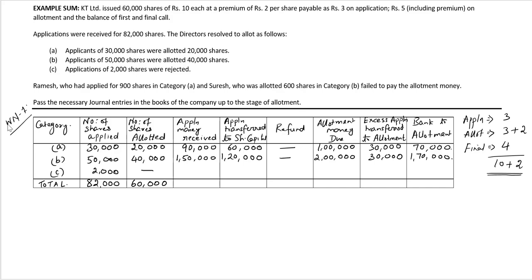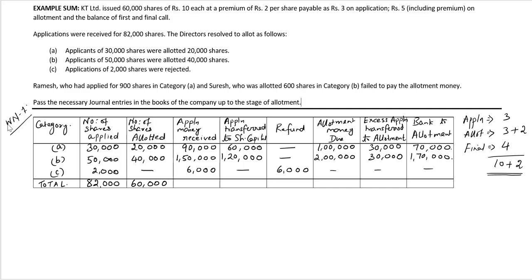Last category. Application money received. Number of shares applied, 2,000 shares multiplied by 3 rupees per share, 6,000 rupees. No shares are allotted, therefore application money transferred to share capital is nil. The refund amount is 6,000 rupees and all the other columns are dash.